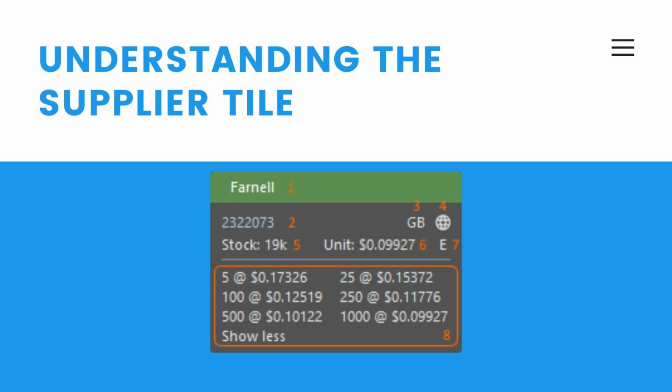Stock quantity, red if no stock available. Unit price, red if no price available. Packaging of supplied parts, hover for details. Available price breaks with minimum order quantities.